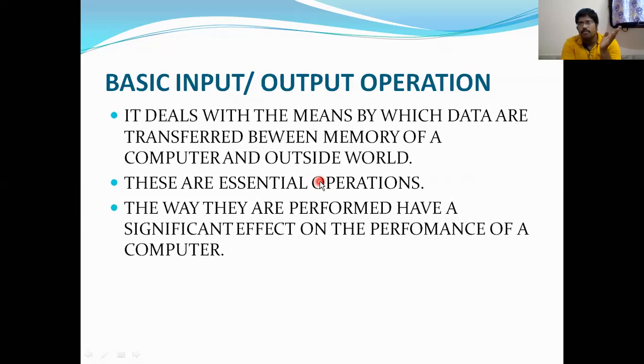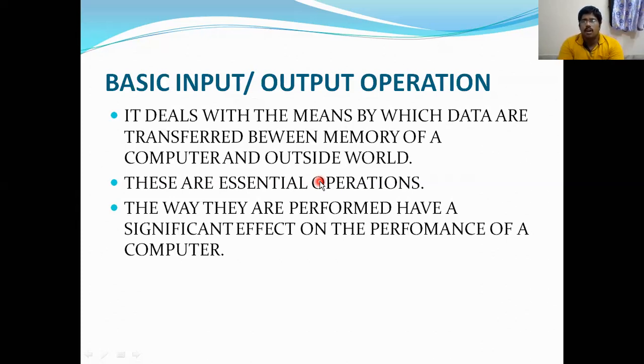That means it comes to the memory by using some input devices, from input devices to processor to memory. It may also be transferred from memory to the outside world through output devices. So by using input devices and output devices, we can transfer the data. Data transfer between input and output is very important. These are called essential operations.